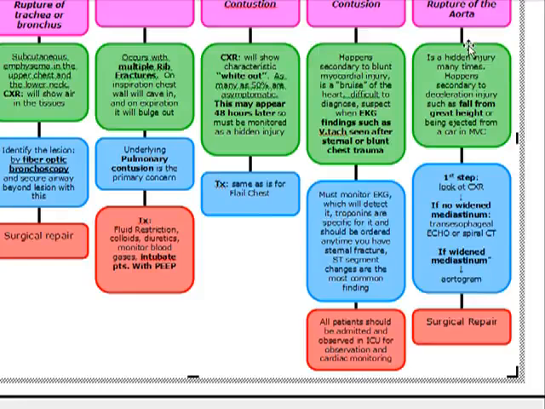And traumatic rupture of the aorta, think a fall from a great height, which is commonly asked, or a deceleration injury, such as being ejected from a car in a motor vehicle accident. Look at the chest x-ray. We're going to look for a widened mediastinum. If no widened mediastinum, echo or spiral CT. If a widened mediastinum, aortogram, and if aortogram is positive, we go to surgical repair.